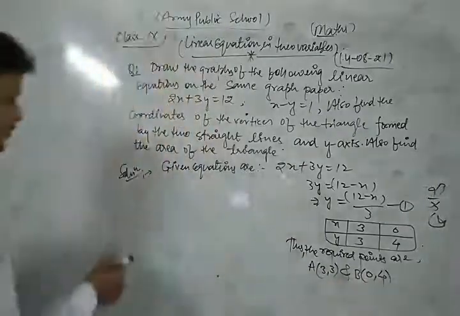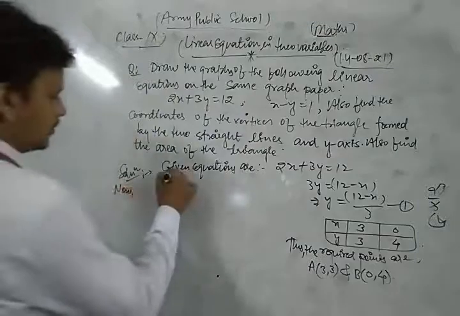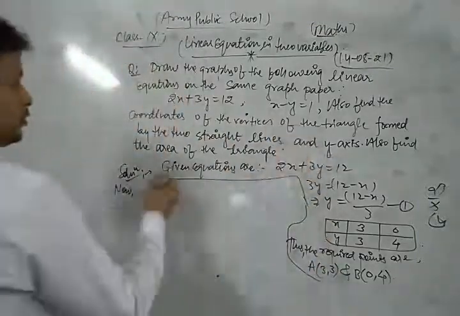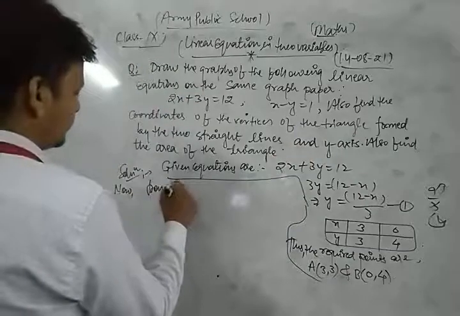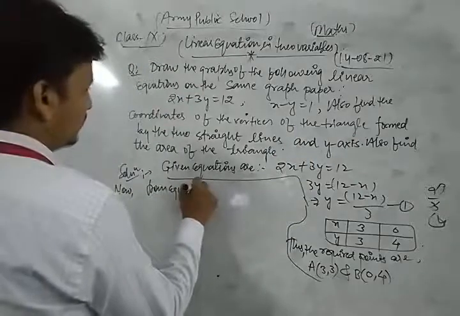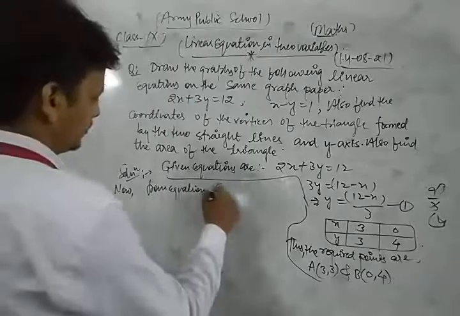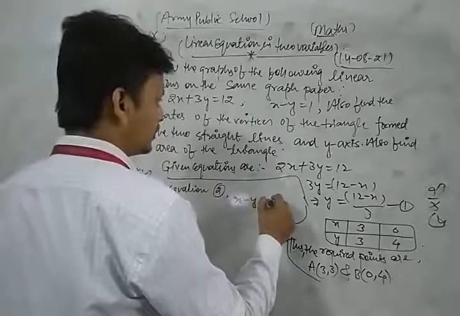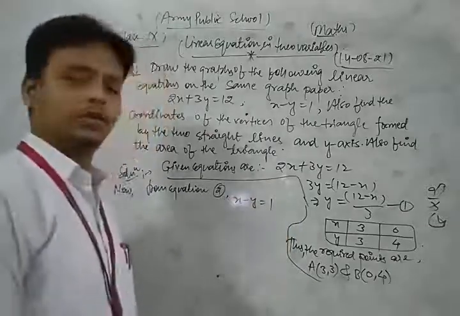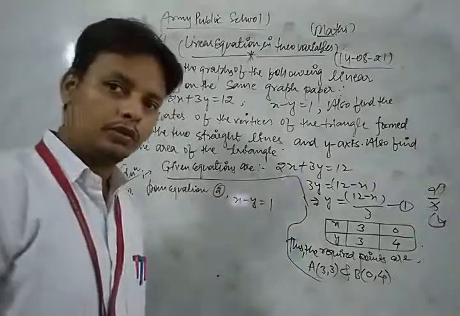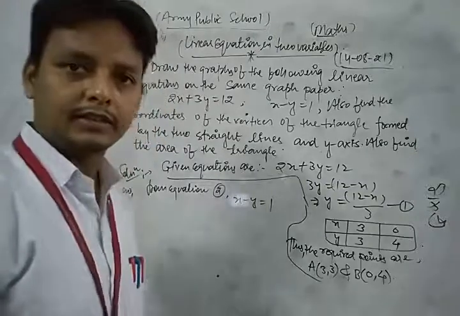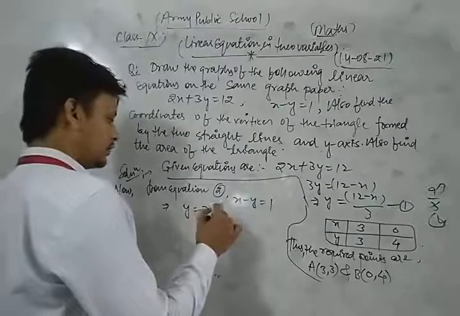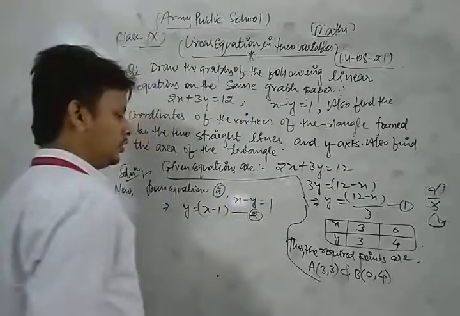Now from equation 2, x minus y is equal to 1. This is the second equation. First of all we express y in terms of x. So we can write y is equal to x minus 1. Take this as equation number 2.